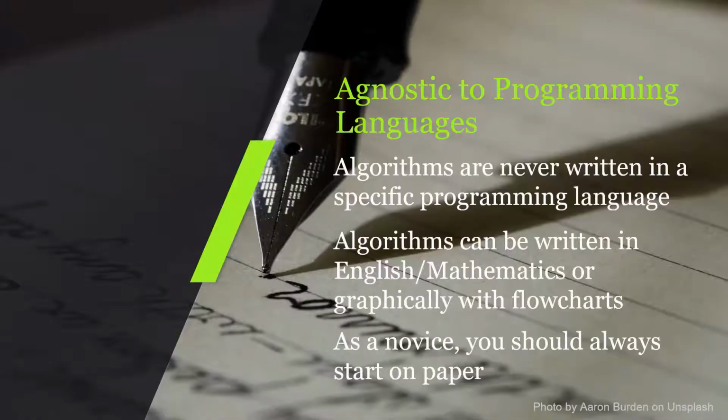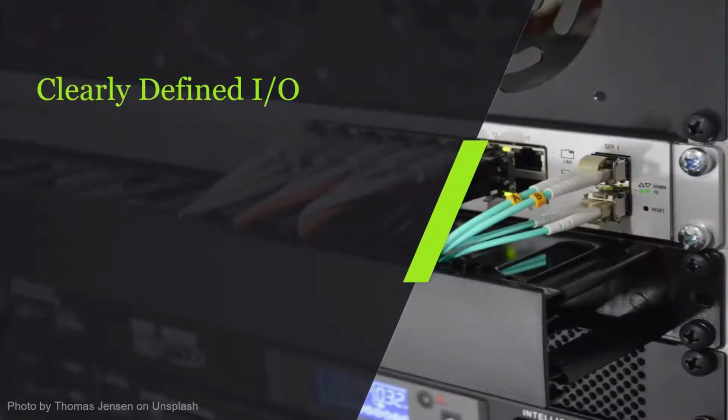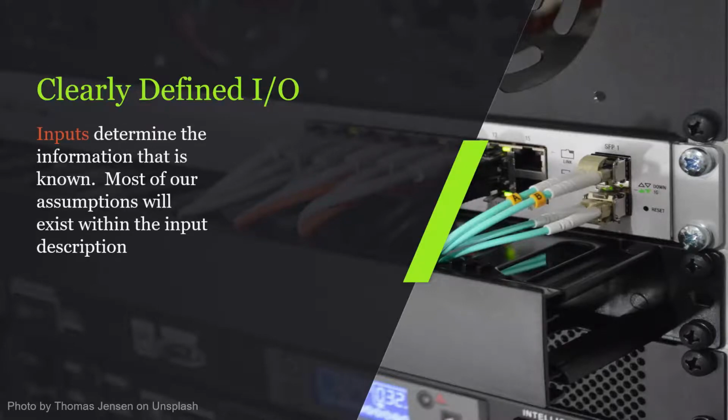Another important characteristic that we need to consider are inputs and outputs. They need to be extremely well defined because they are what's going to drive us creating our algorithm steps. In terms of our inputs, they determine the information that is known and any assumptions that we might be making. Without that, we won't know if we need to check to see if a list is empty or not, or can we just assume that the list has at least one element in it. So the inputs are really going to sketch out the scope of the problem that you're trying to solve.